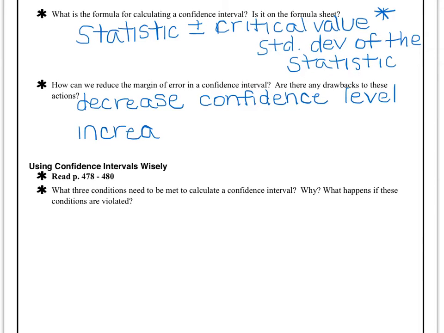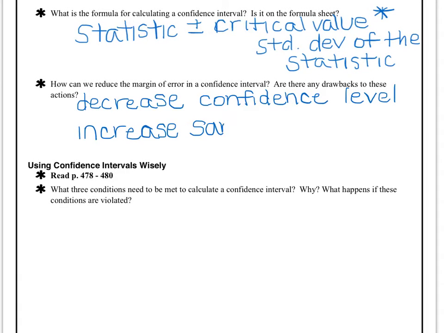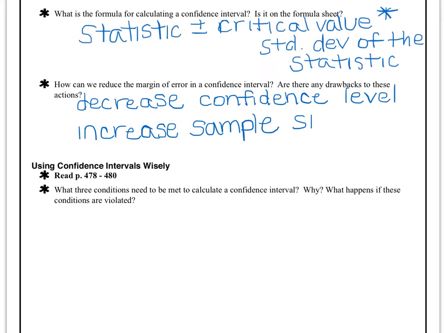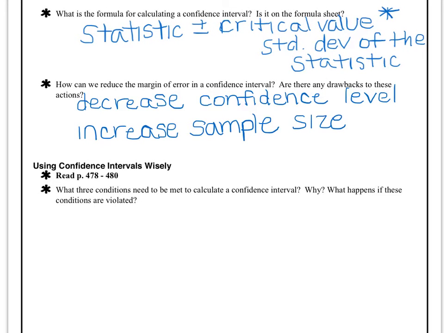Now you might think, well, there aren't any drawbacks to increasing the sample size, but there are, because larger samples are more costly and more time consuming. So if you increase the sample size, it might cost your company more to take the sample. It's going to take you longer to get all your data, take you longer to analyze all of your data, etc. So there are drawbacks.